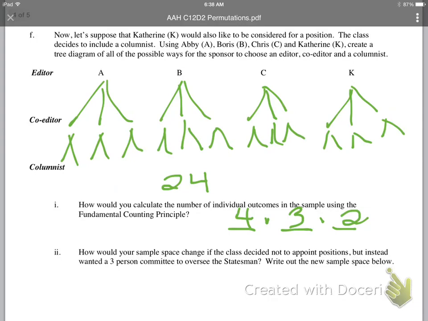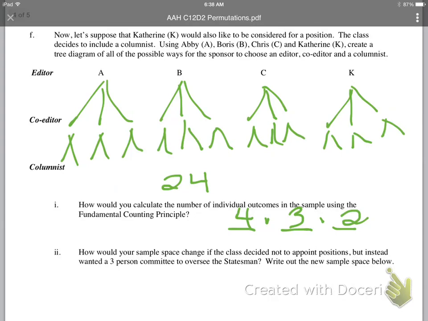Well, now, I kind of touched on this yesterday in class. Now it says, how would your sample space change if the class decided not to appoint positions, but instead wanted a 3-person committee to oversee the Statesman? Well, if you have a 3-person committee, let's see. You know what? I'm going to go to the next page. So just a second.